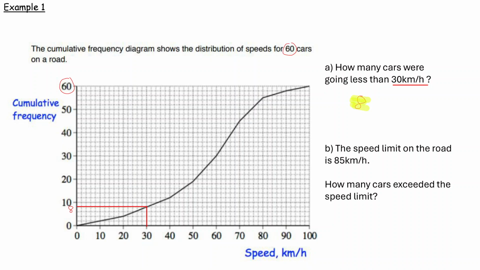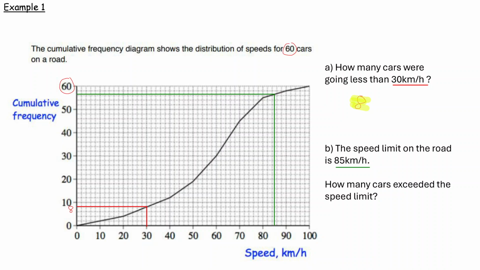Good. Part B: the speed limit on a road is 85 kilometers per hour. How many cars exceeded the speed limit? So similarly again, let's draw in a line, this time in green. I'm looking at exceeding 85 kilometers per hour. Well, that's going to be 82, 84, so halfway between that square, somewhere there. That looks pretty good, all the way up there. And then we can read across. It's a bit tricky to read, but we can go with it.